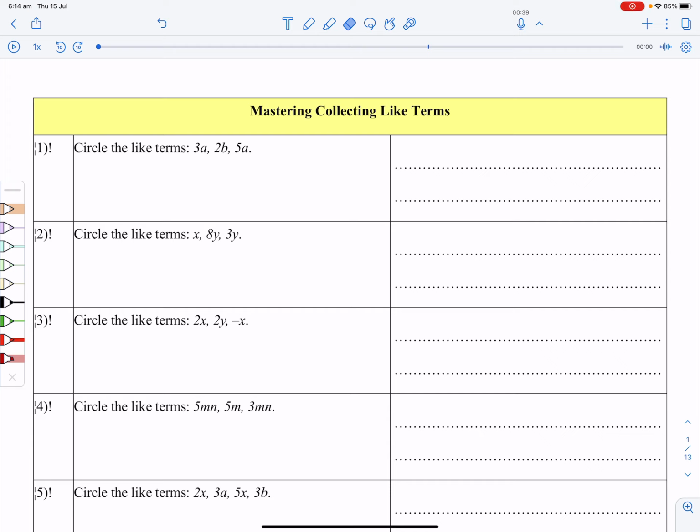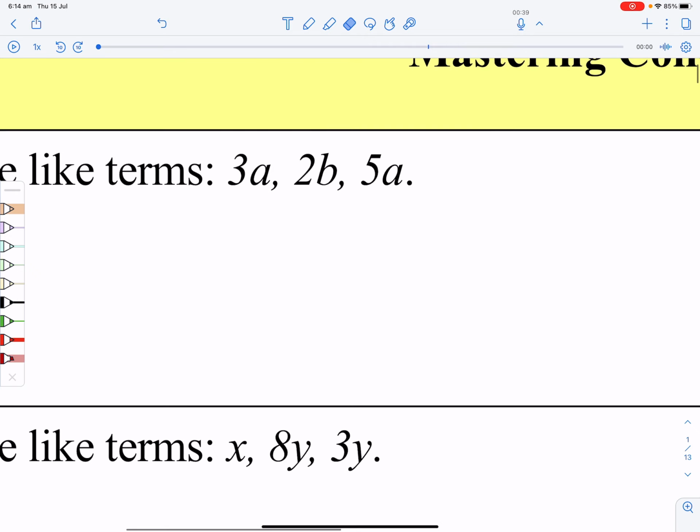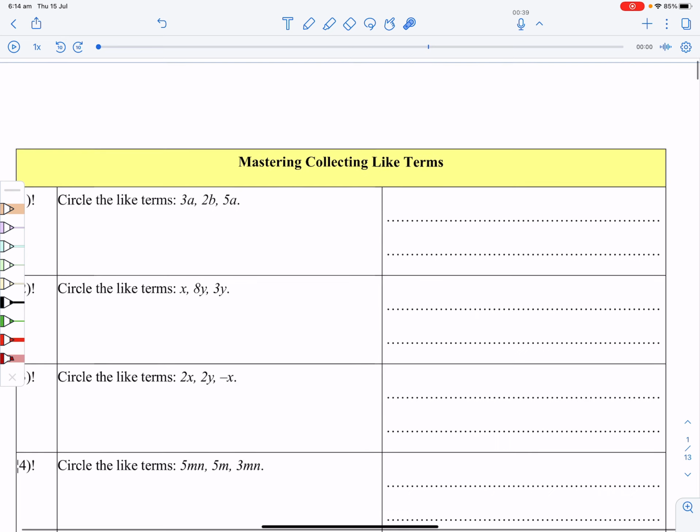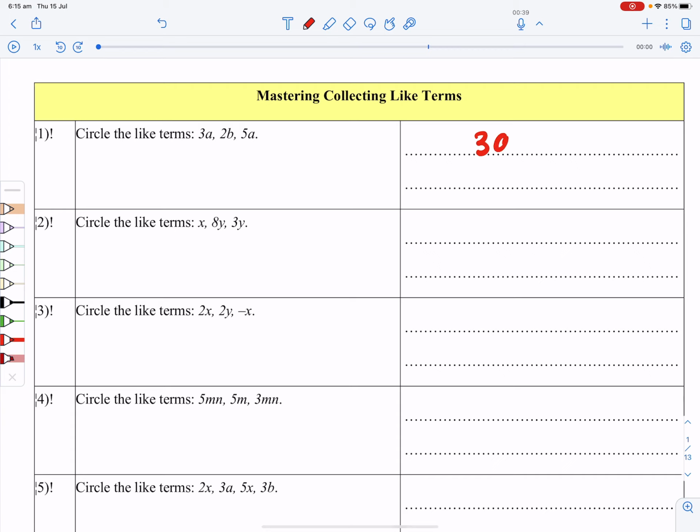So let's have a look at collecting like terms. If we look at question 1, you can see here that we've actually got 3 terms. This is called a term, this is called a term, and this is called a term. If you compare these 3 terms, you can see that the 3a and the 5a are what we call like terms. When we are deciding whether the terms are like or not, we look at the letter, okay? So in question 1, we have 3a and 5a are the like terms.